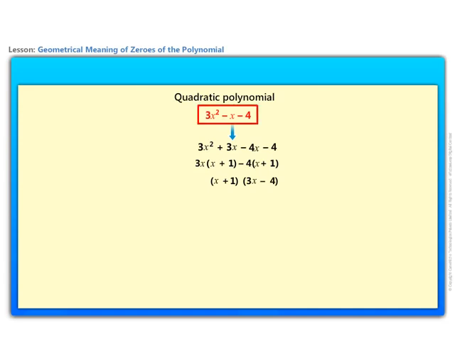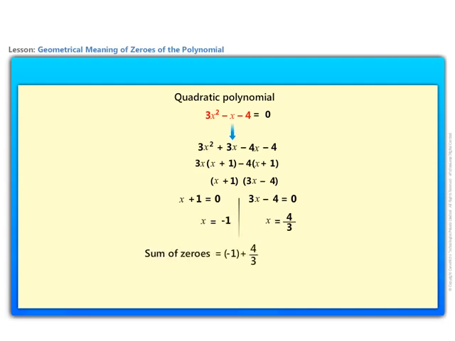So, the value of p of x equal to 3x squared minus x minus 4 is 0 when x plus 1 is equal to 0 or 3x minus 4 is equal to 0. This is when x is equal to minus 1 or when x is equal to 4 by 3. Now, the sum of zeros is equal to minus 1 plus 4 by 3, which on simplification we get 1 by 3. Similarly, the product of zeros is equal to minus 1 into 4 by 3, that is equal to minus 4 by 3.